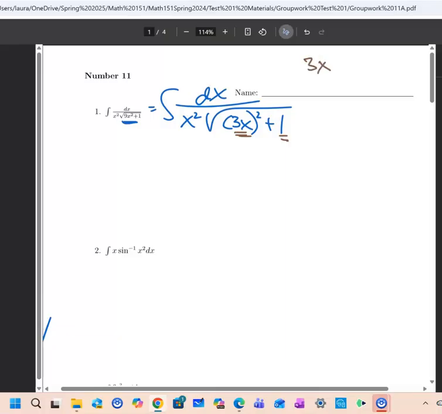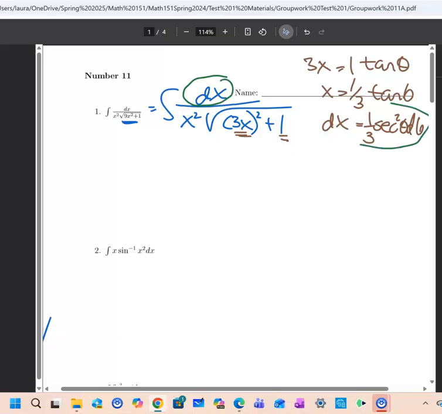So x equals a 1/3 tangent of theta. All right, before I take the derivative, I'm going to divide through by that 3. So dx is equal to 1/3 secant squared theta d theta. Be very careful plugging everything in. Remember, this should get huge. I'm going to take out dx and put that whole big thing in: 1/3 secant squared theta d theta.